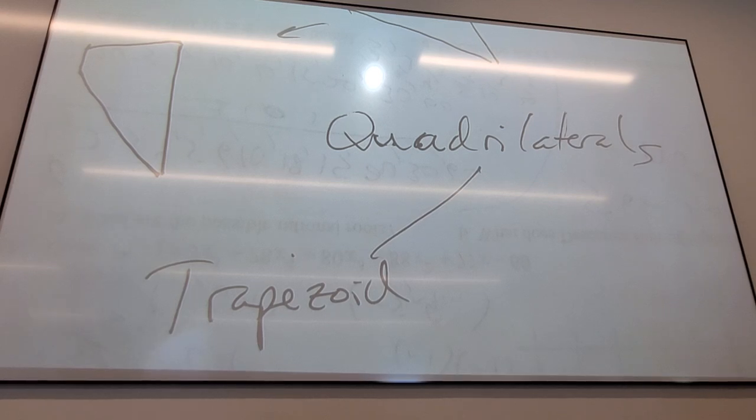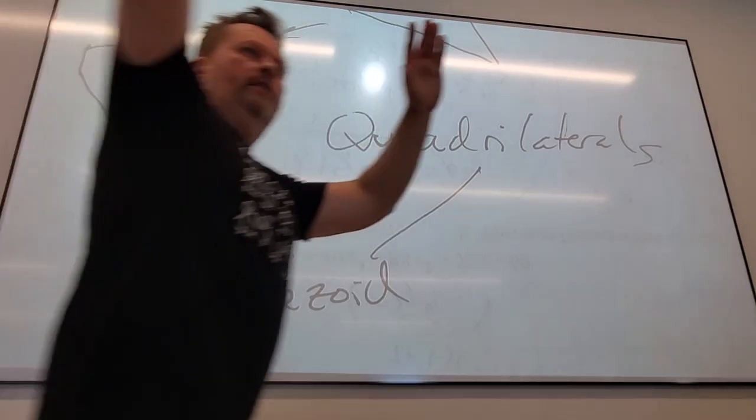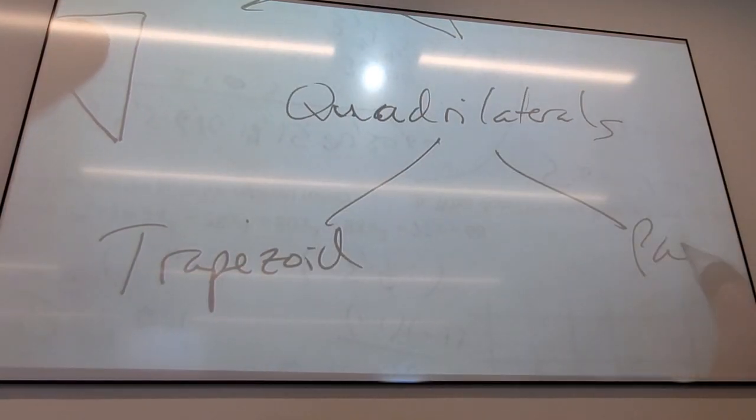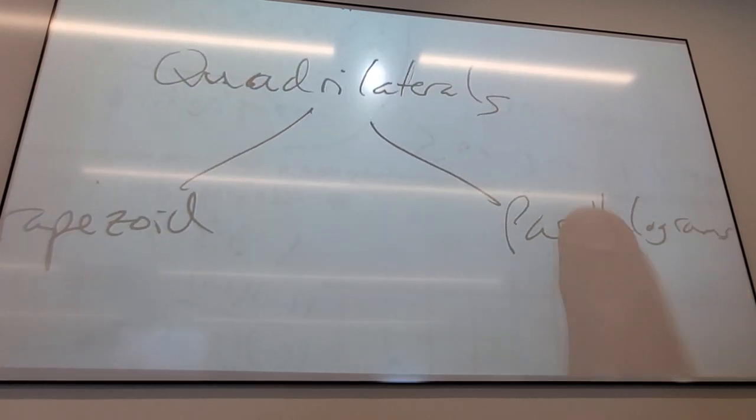Is a parallelogram a type of trapezoid? Considering the definition of trapezoid is exactly 2 sides are parallel, no. So it would be a different kind of branch. Over here I've got parallelograms. And remember how to spell the word parallel? It's got parallel lines in it.